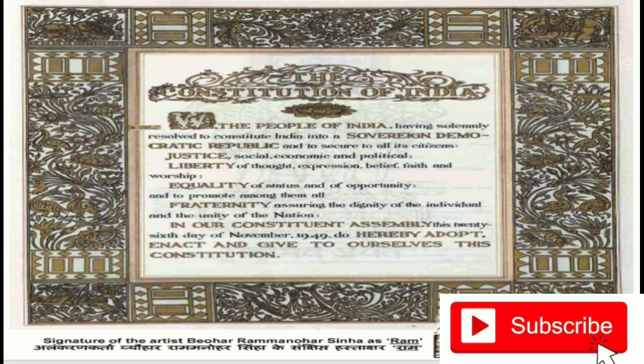Here the words that are engraved are: We, the people of India, having solemnly resolved to constitute India as a sovereign democratic republic and to secure all its citizens justice, social, economic, and political. So here you could see the three types of justice that prevail in the Constitution. Those are social, economic, and political.